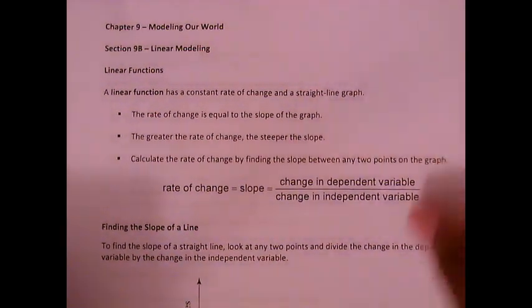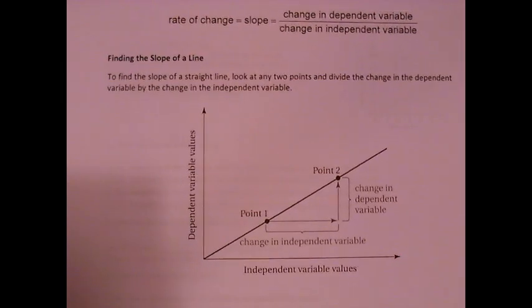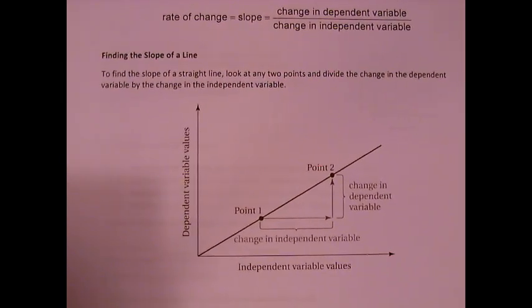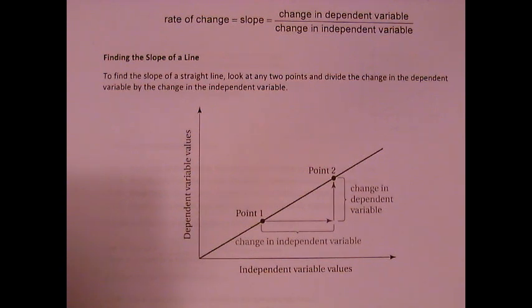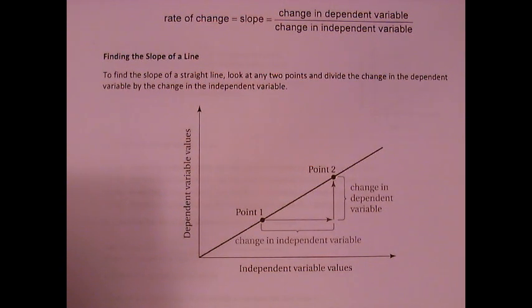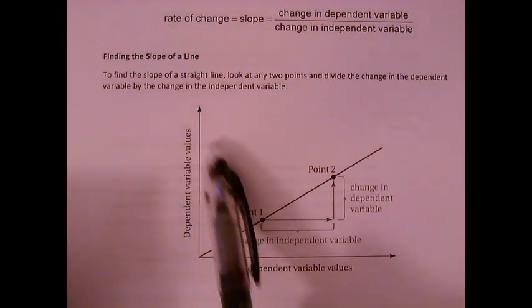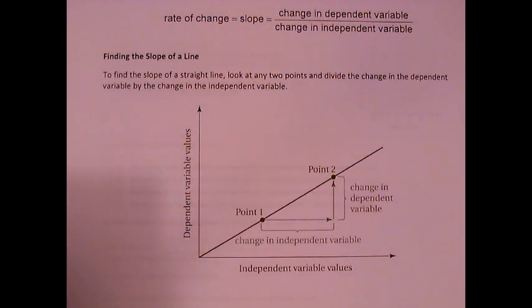Now, to find the slope of a straight line, we look at any 2 points and divide the change in the dependent variable by the change in the independent variable. So here, this is what the graph looks like. We've got independent variable values on the horizontal axis. The vertical axis has your dependent variable values. And here's a straight line with 2 points, point 1 and point 2.